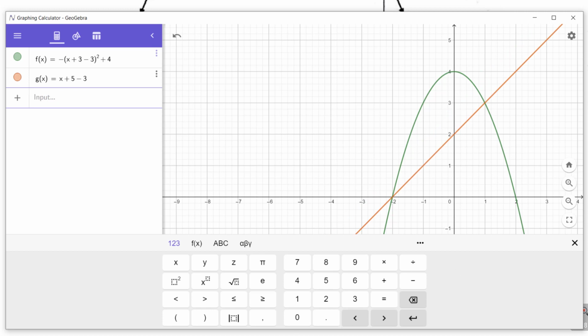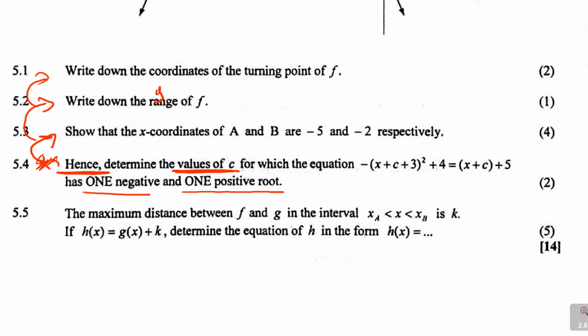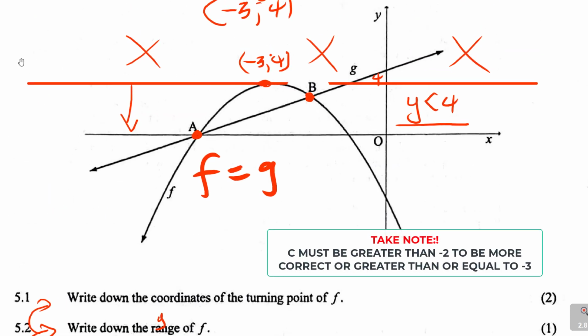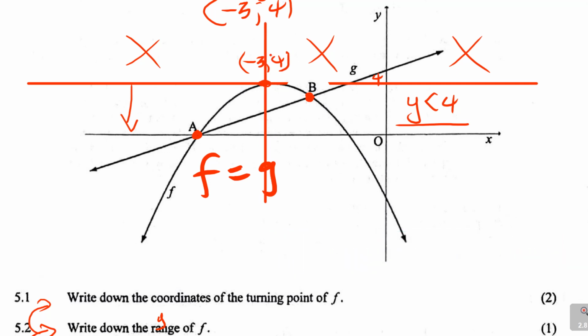So when you come to your answer now, you can say C must be greater than what? Determine the values of C. C must be greater than what? -3. But it makes sense in the sense that you were supposed to focus on the turning point. That's why they said hence. So if you focus on the turning point here, and this particular turning point, x is equal to what? x is equal to -3.